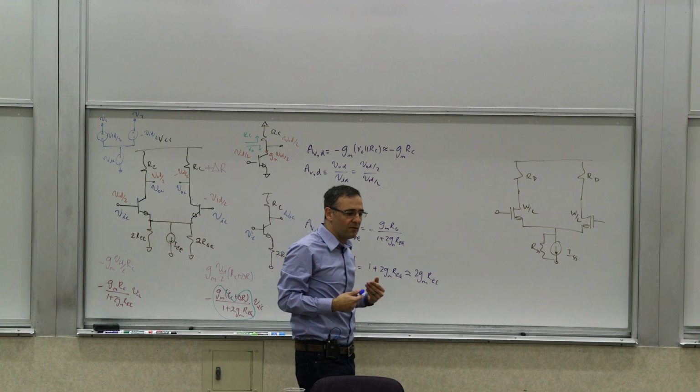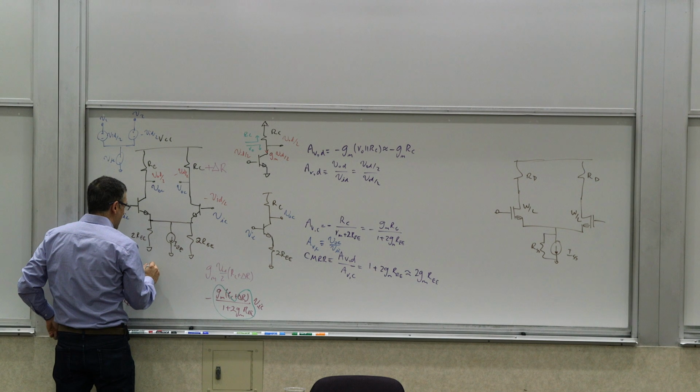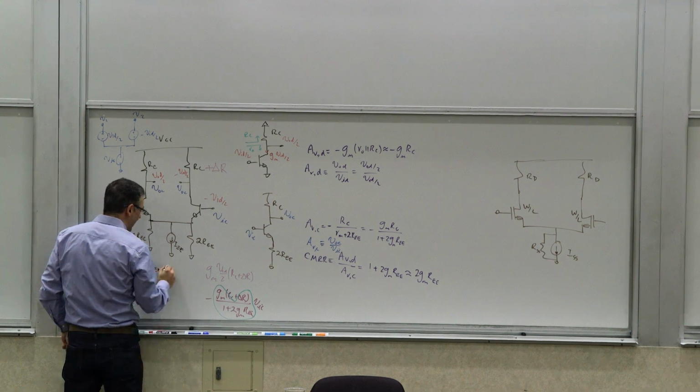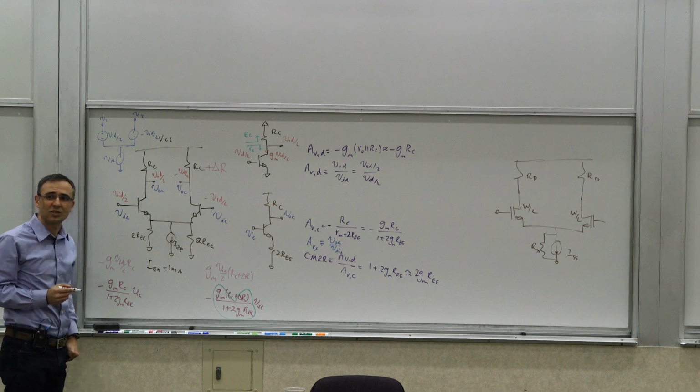Okay, so now let's see what kind of gain we are talking about, right? Let's say IEE is 1 milliamp. So what kind of GM are we going to get? What is the GM of each transistor?